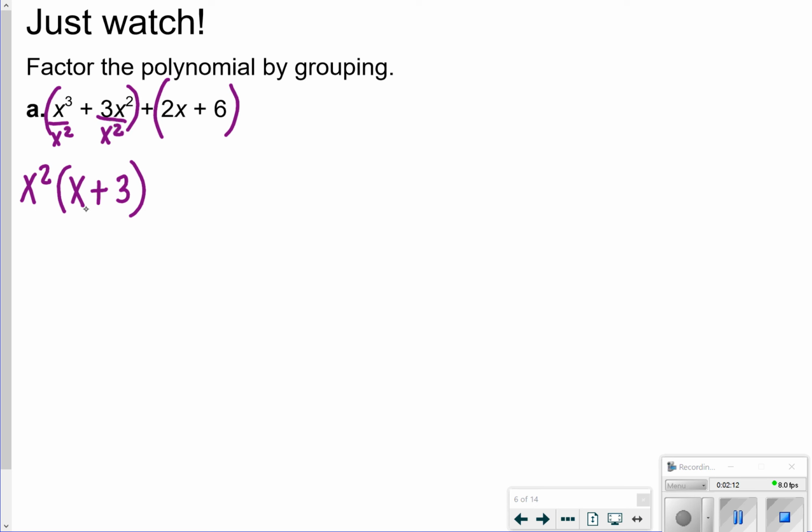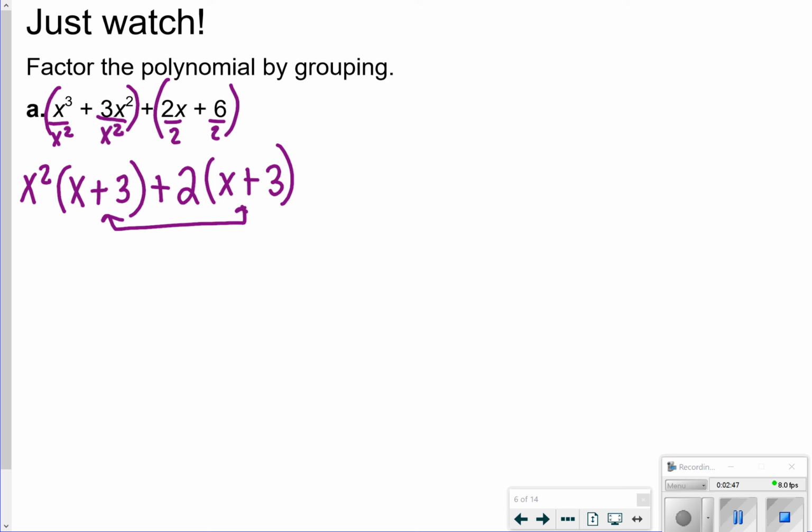Remember, another way you can check this is to redistribute. Then I move on to my next one. 2x and 6 do have something in common. They both have the number 2. So I'm going to write plus because we're separating ourselves with a plus sign, and it's a positive 2 that you're also factoring out. And then what I'm going to do is just go ahead and divide both of these by 2. 2x divided by 2 is x, and 6 divided by 2 is 3. Notice we have a common binomial, and that's going to be part 1 of our answer.